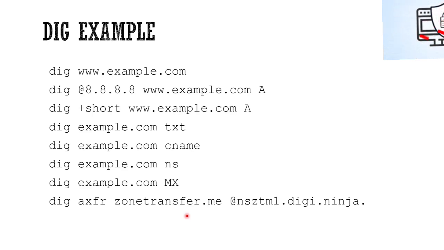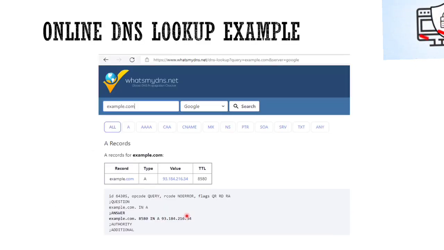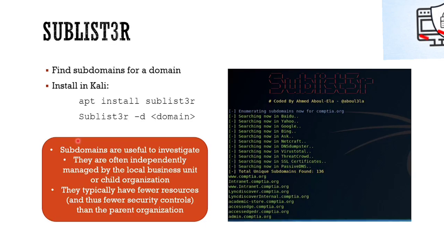Here's an example of just using an online DNS service, an online DNS lookup. What's mydns.net? Then there's something called Sublist3r. Now, Sublist3r is a tool to find subdomains in a domain. You can install it in Kali.